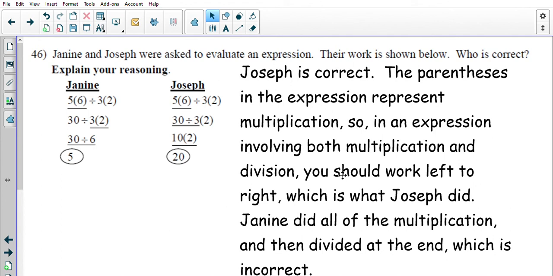He worked left to right. He did multiplication, then division, then finished with multiplication. And he divided at the end, Janine did all the multiplication and then divided at the end, which is incorrect. So again, multiplication and division, we work left to right.